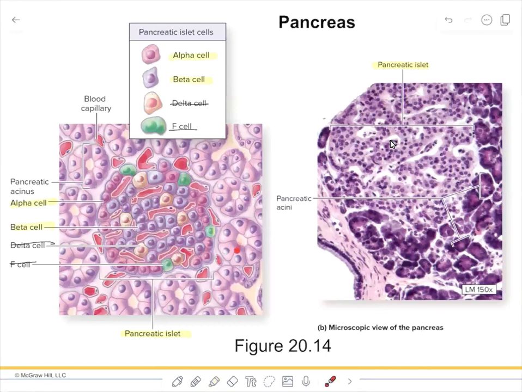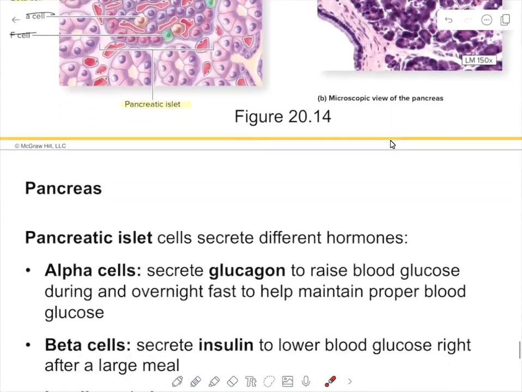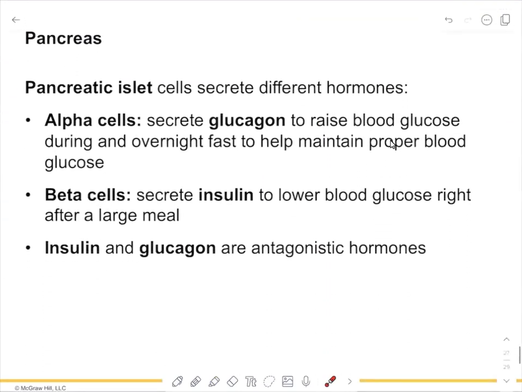The rest of the pancreas is going to produce enzymes which help with digestion that you'll be learning about in the digestive system chapter. So the part of the pancreas which secretes these important hormones would be the pancreatic islet cells.